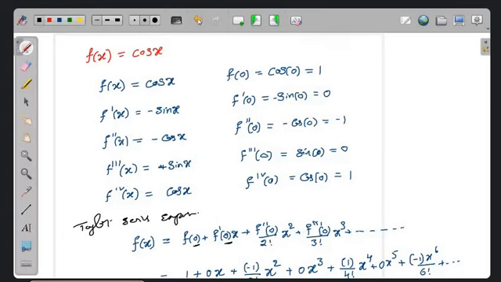For example, 5/2, I want the expansion at 5/2. So how to get it? In that case, our function f of x, instead of writing a0 plus a1 into x plus a2 into x square, we can actually write it like this: a0 plus a1 into x minus c, where c is the point that you want.